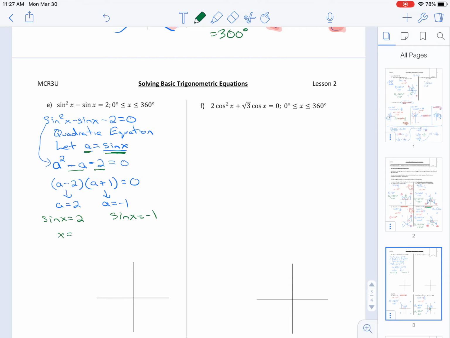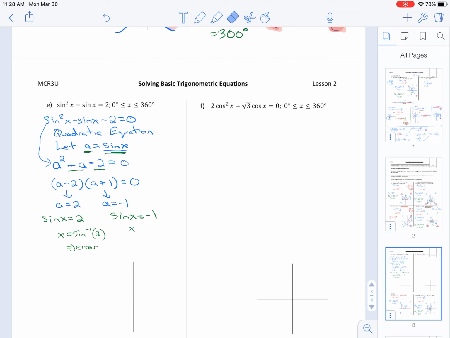When I go to solve this, if I was solving for x now, I would say, okay, here it's equal to 2. I would punch that into my calculator, the inverse sine, and what happens is this one actually is an error. Because sine of a value, a ratio of sides, can never be greater than 1, because the hypotenuse always has to be larger. So you can try that on your calculator.